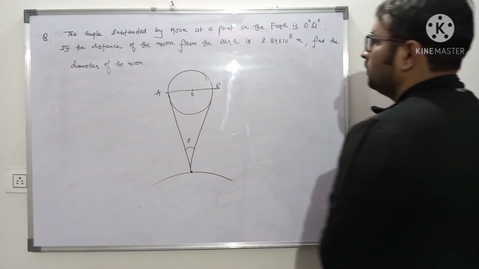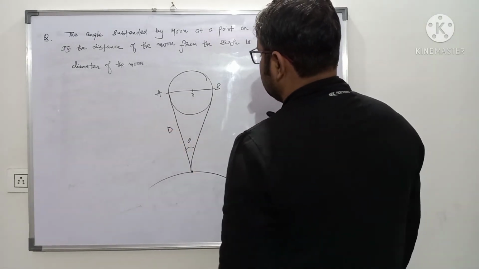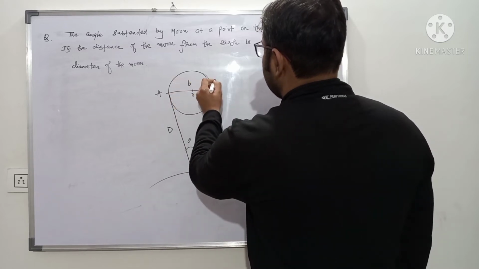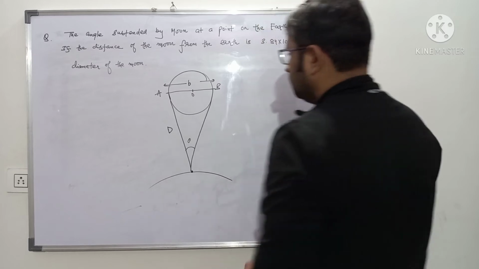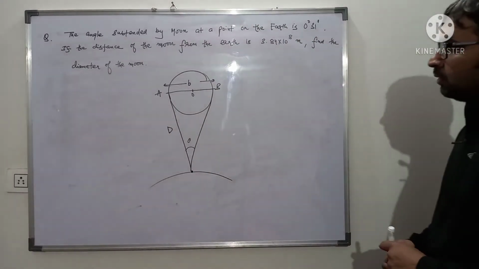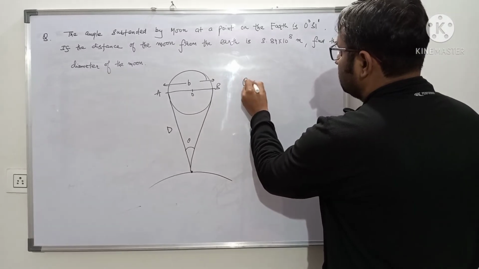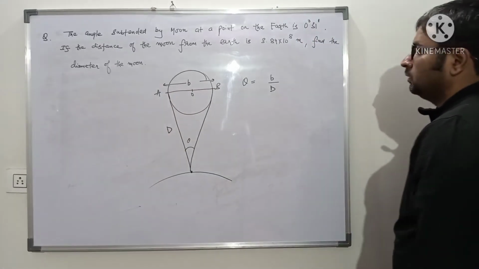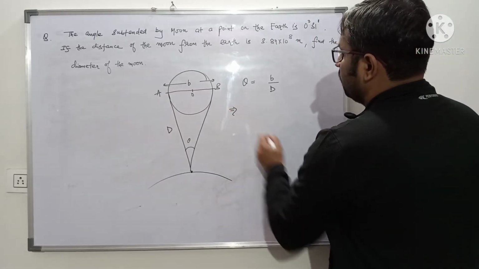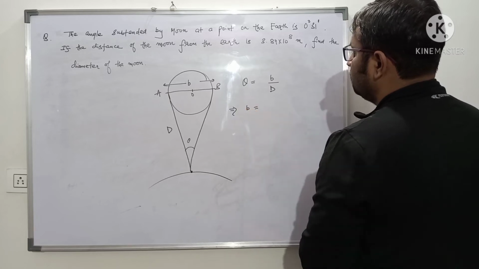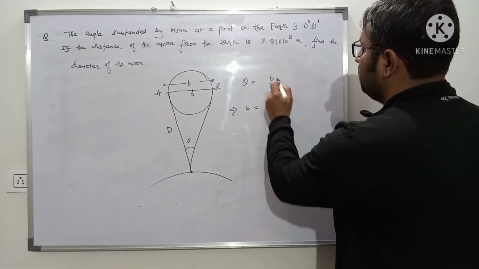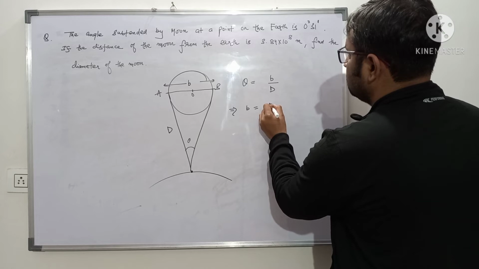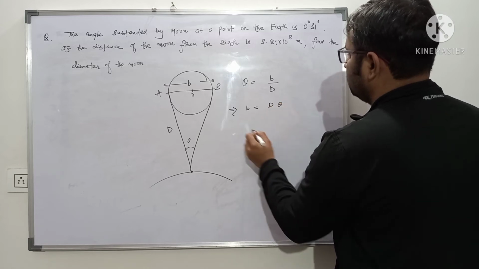Now what is given here? This distance between moon and Earth, this d, is given. What we have to find is this diameter, right? So what can we apply here? This theta will be equal to b by d, if we assume b to be the length of arc. What we have to find is b, so b will be equal to d into theta.